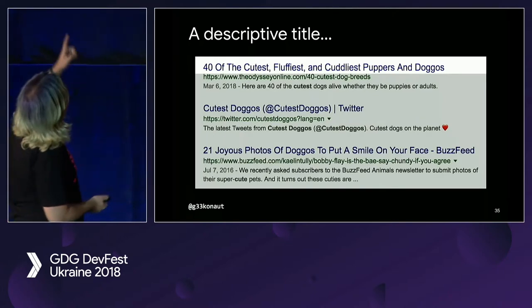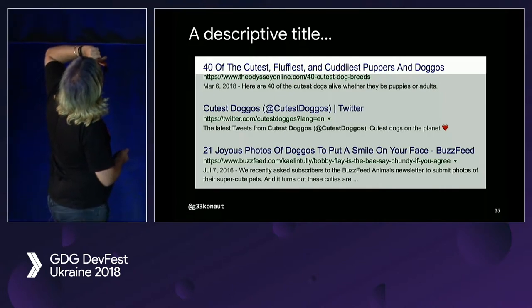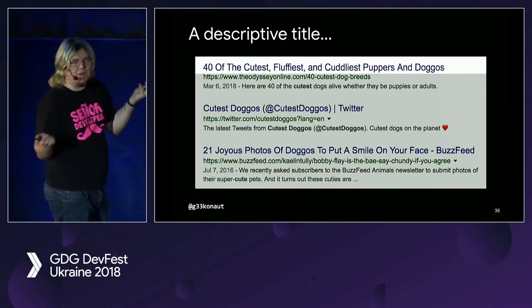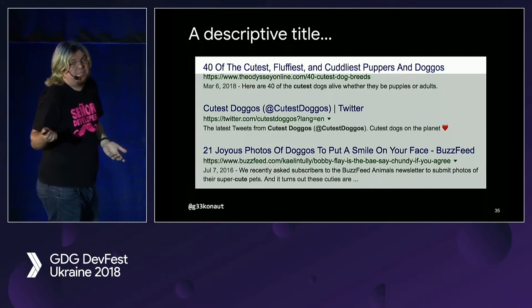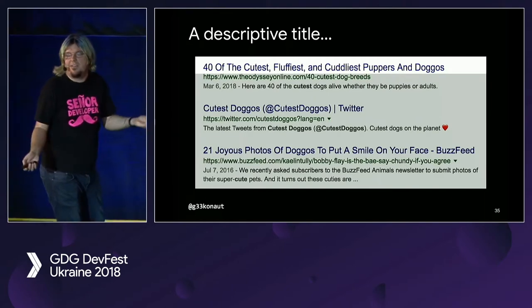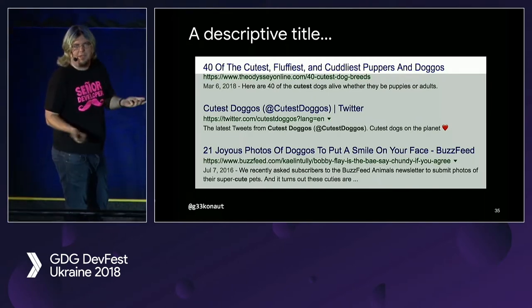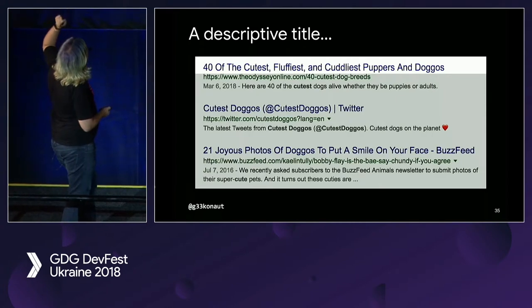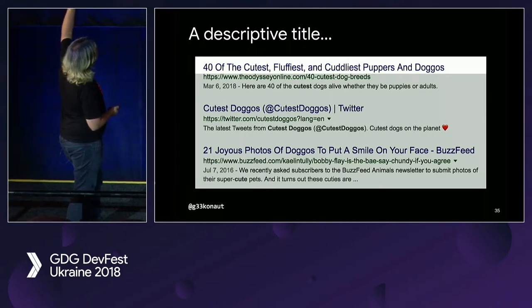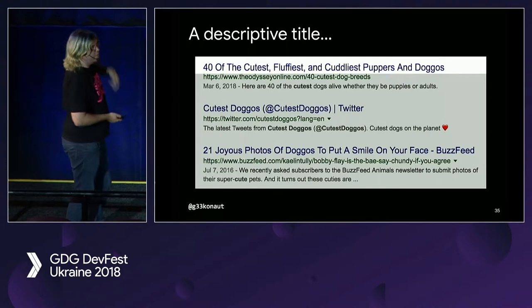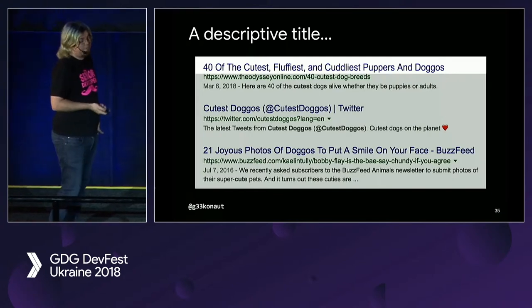So the first one gives me 40 of them. That's fantastic. The second one gives me some Twitter account, which might be good, might not be good. What if it's a Twitter account that has like 3 dogs on it? That's not really good. So I get 40 in the first one. That's fantastic. I get 21 in the last one. And in the middle one, I don't actually know if it's any good. So I think the first one might be good.